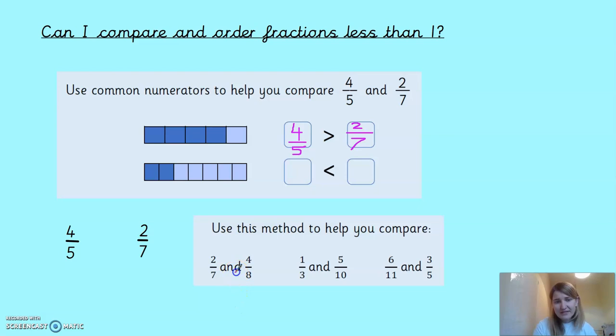Right, 2 sevenths is going to be less than 4 eighths. Although the denominator is bigger, we've got less of those parts. Maybe you drew that to confirm. 1/3 is going to be less than 5 tenths. I know 5 tenths is equivalent to a half, so a half is always going to be bigger than a third. 6 elevenths and 3 fifths. Oh, let's have a think here. I believe 3 fifths is going to be just slightly larger there. Okay, but maybe you drew that out to check.